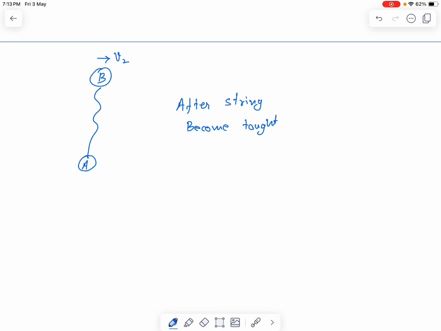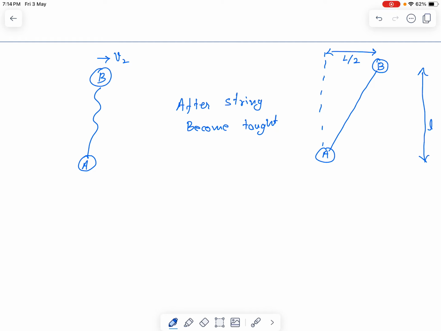Now in the second step, what you can look into: initially this is B and it is connected to A, and B is having v2 velocity, and after the string becomes taut, this is A and this is B. Okay, and the dimensions have been given that this is L and this is L by 2.